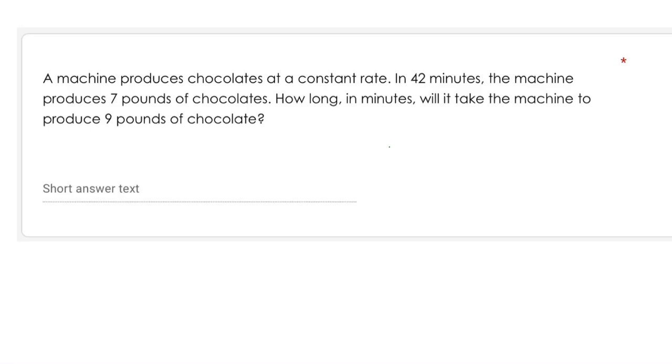A machine produces chocolates at a constant rate. So anytime I see constant rate, constant speed, same speed, I know we're talking about equivalent ratios here. In 42 minutes, the machine produces 7 pounds of chocolate.